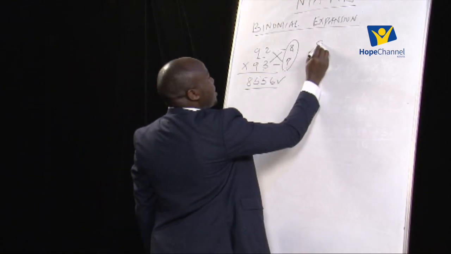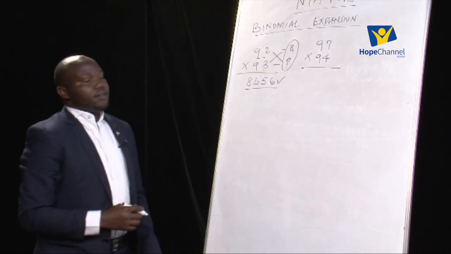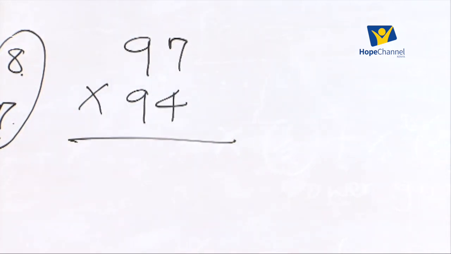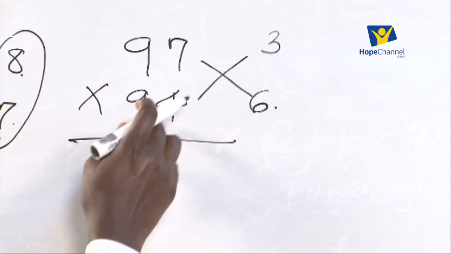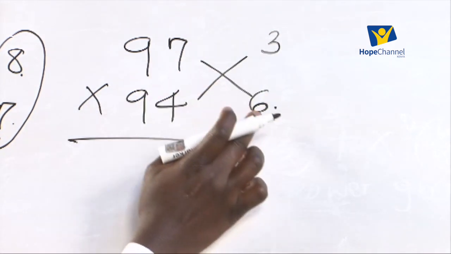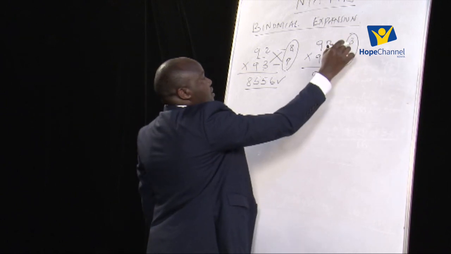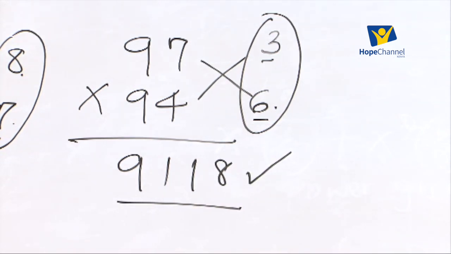Let's try something else. What is 97 multiplied by 94? How far is 97 from 100? 3 more, to get 100. How far is 94 from 100? That is 6 more. So if you subtract them diagonally, you'll obtain the same answer. 94 minus 3 is 91. 97 minus 6 is 91. So the first two digits are 91. Then multiply the two numbers. 3 times 6 is 18. That is your answer for 97 multiplied by 94.